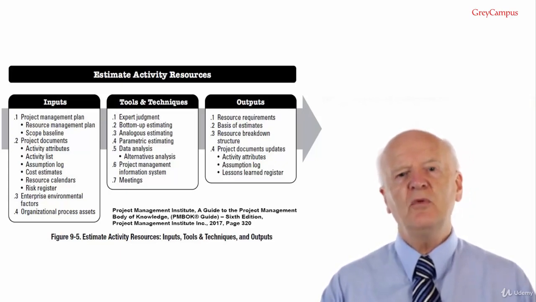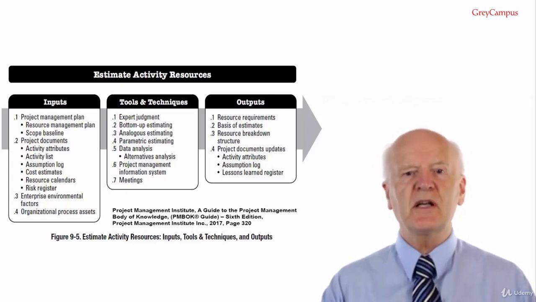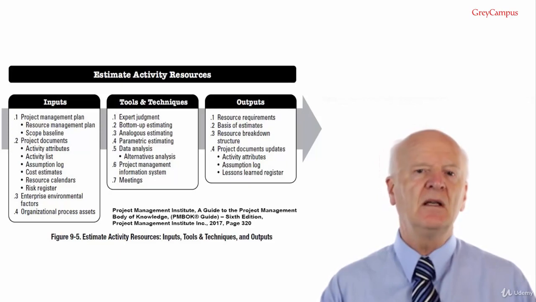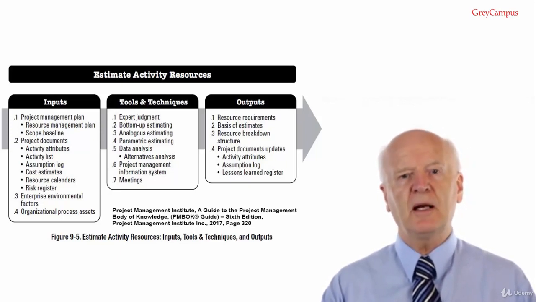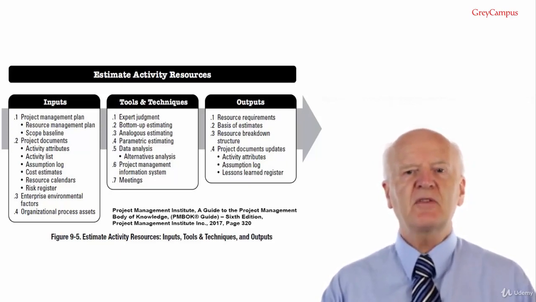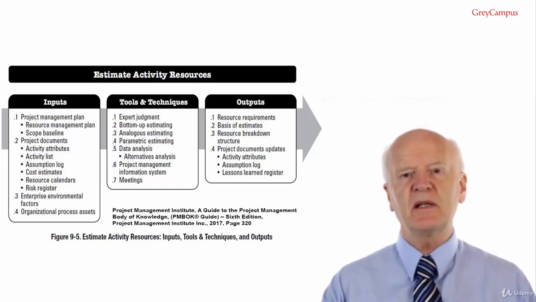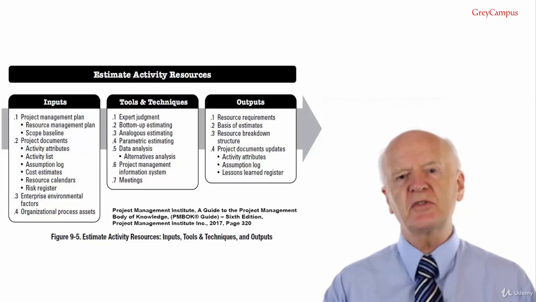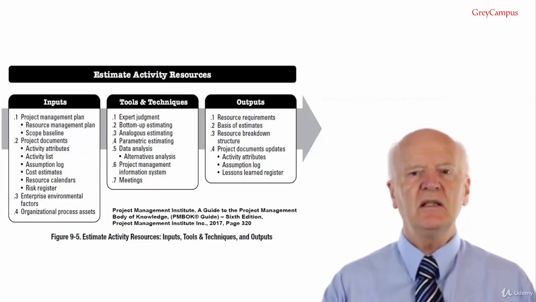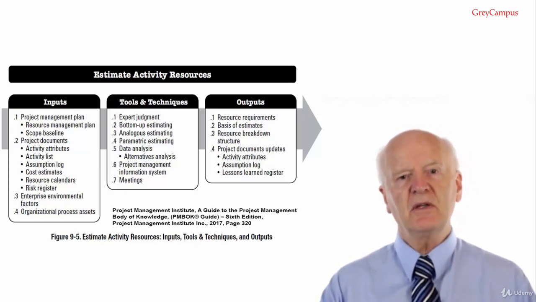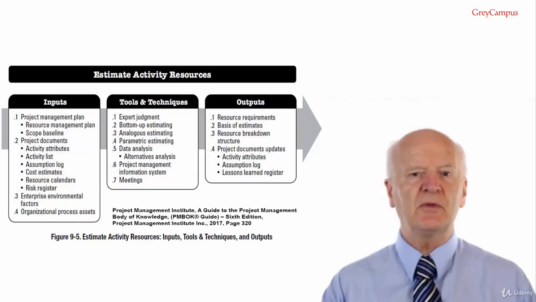Analogous estimating will not work unless the two projects are truly similar. Tool and technique number 4, parametric estimating. Parametric estimating uses an algorithm or a statistical relationship between historical data and other variables to calculate resource quantities needed for an activity based on historical data and project parameters.